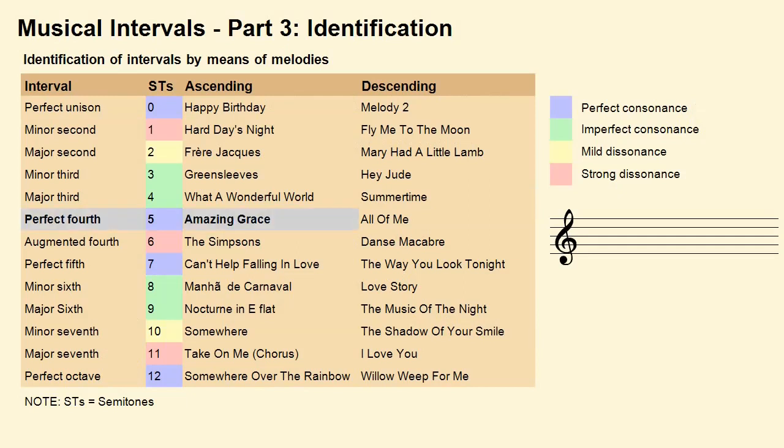The interval to be identified and the melody used in its identification are marked. The interval to be identified is reproduced. The part of the melody containing the interval is played on the staff. The melody is repeated to reinforce the identification.